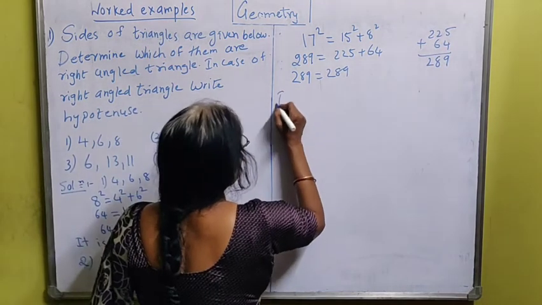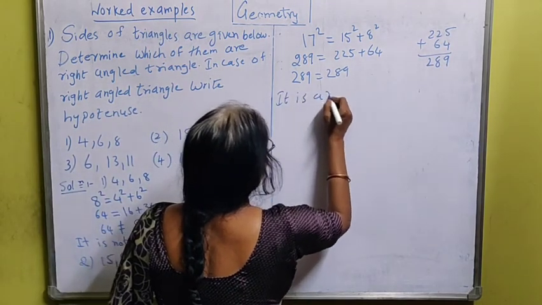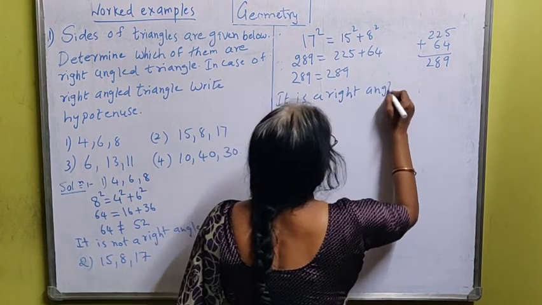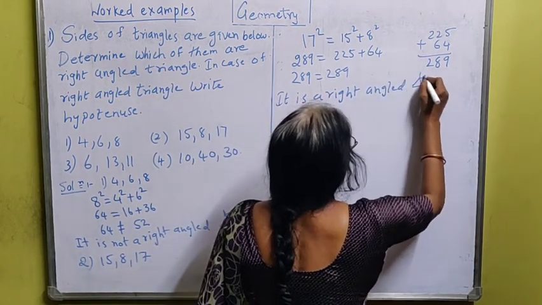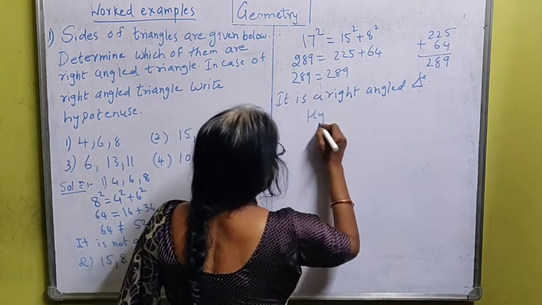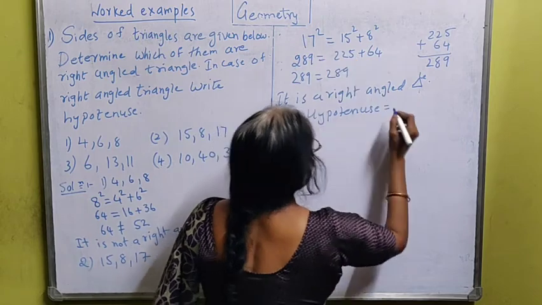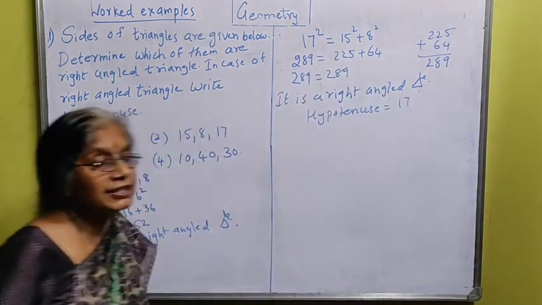So it is a right angled triangle. And what did he ask? Hypotenuse. So the hypotenuse, the greatest side, is 17. This will be your answer.